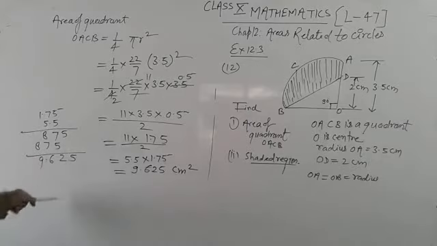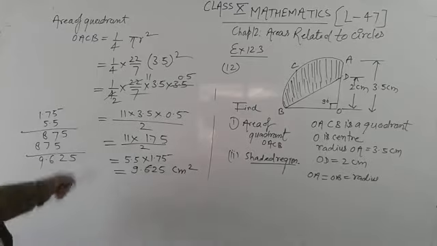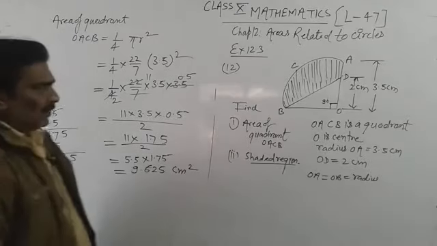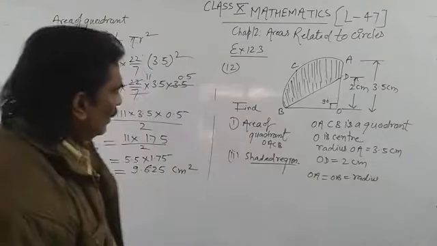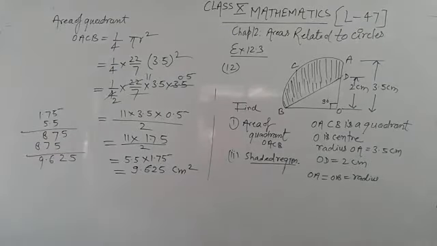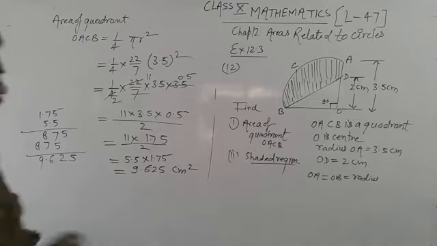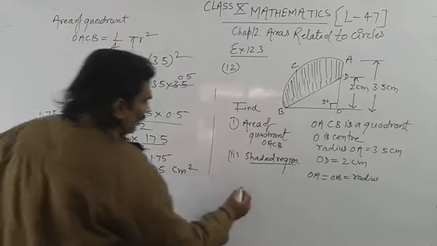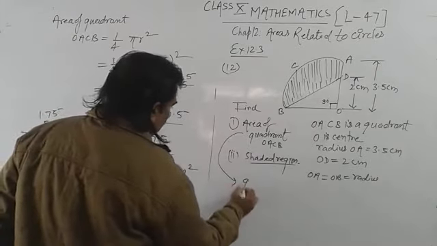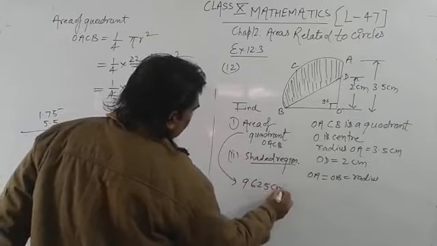Okay students. So now this is the area of the quadrant. So students, write down this: the area of quadrant is 9.625 centimeter square.